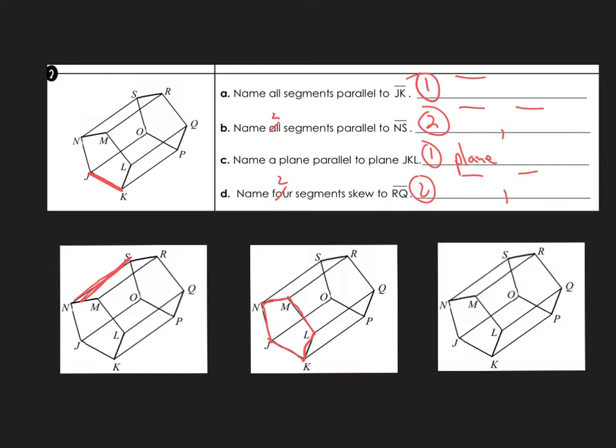So let's go find RQ. It's running downwards like this. You want 2 lines that will never intersect with that segment and also don't run in essentially the same direction. One that you don't want to name is segment ML. Segment ML is parallel to RQ. They'll never intersect, but they're parallel. We want segments that never intersect and essentially don't run in the same direction.